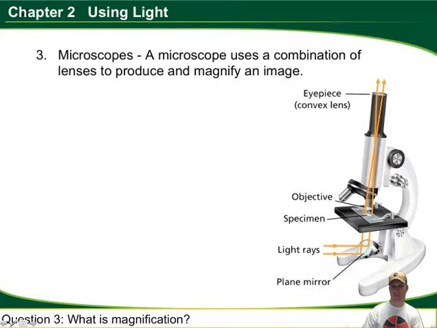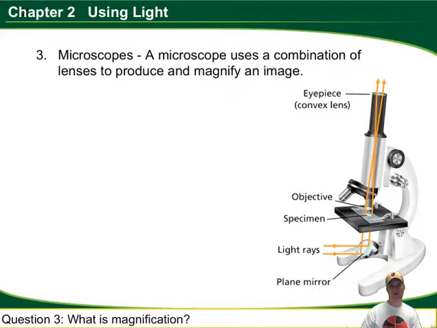So instead of having a plain mirror on the bottom, the microscopes we use will have an actual light source, like a little light bulb. But you'll notice there will be an eyepiece, which is a convex lens, and then there will be objective lenses. There's usually multiples. Our microscopes have 3 different lenses, and we'll be going over those together. They've got a stage on which you can put your specimen, and then it allows light to travel through the specimen, which allows us to look at small objects close up.